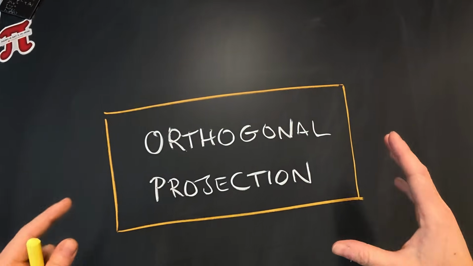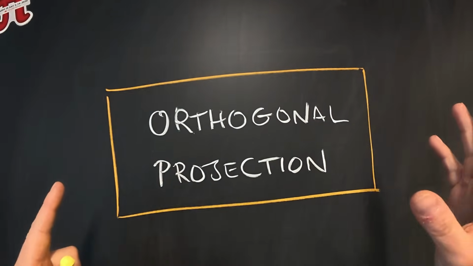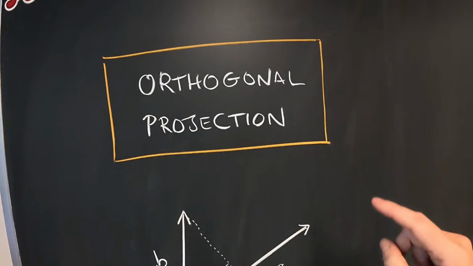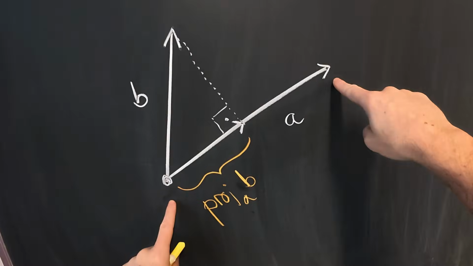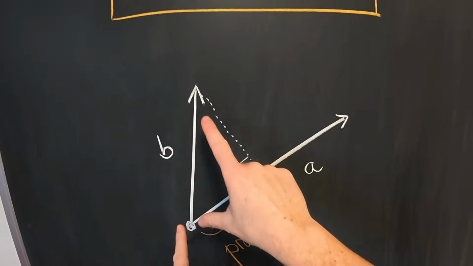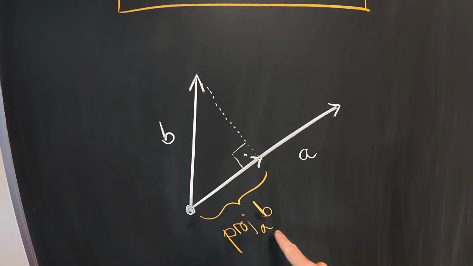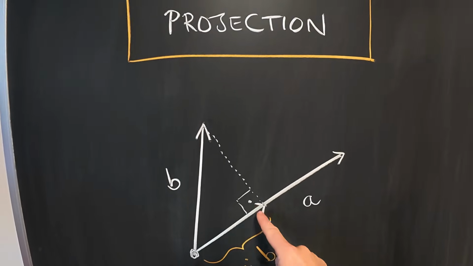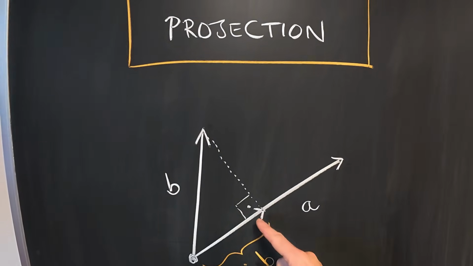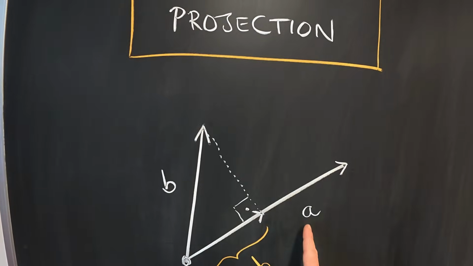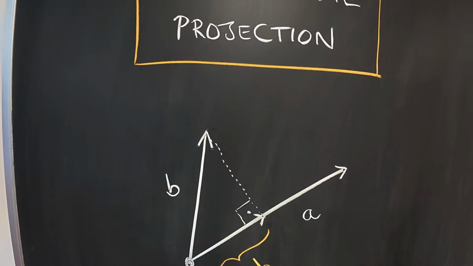In this video, I want to find the orthogonal projection of a vector onto another vector using the dot product. So here's what we're going to do. I have a vector A and I have a vector B, and I want to find this projection of B onto A, which is called the orthogonal projection of B onto A. And it's a vector in the direction of A such that this vector plus a vector that is orthogonal to A add up to B.